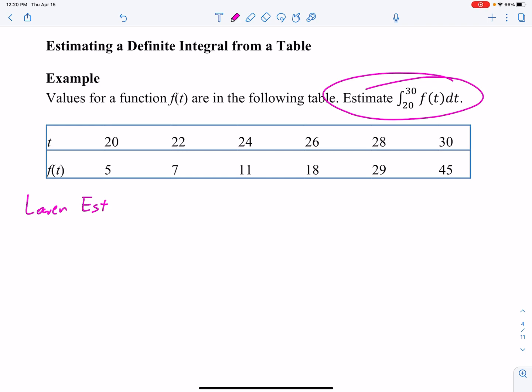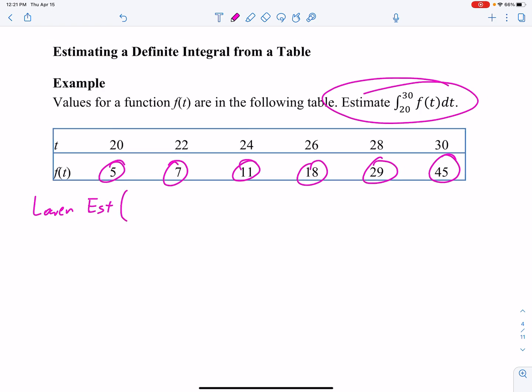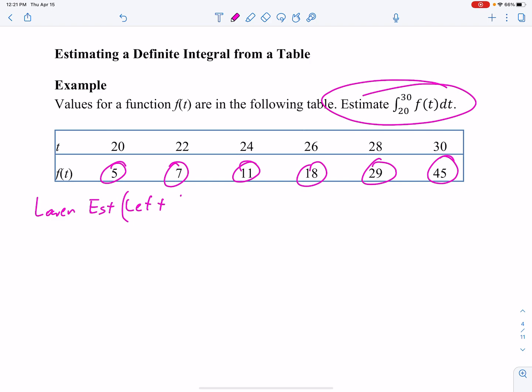All right, and notice this is an increasing function. The y values, f of t, are getting bigger. So this is an increasing function. So a lower estimate would be our left-hand sum, also known as LHS. If you see that, LHS means left-hand sum.